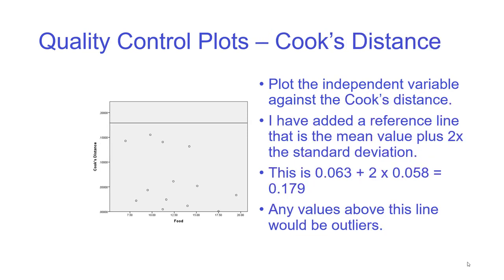Another thing you can look at is the Cook's distance. So what you do is you plot the independent variable against the Cook's distance, and I've added a reference line which is the mean plus 2 times the standard deviation for the Cook's distance. In this case it's 0.063 plus 2 times 0.058, so it's 0.179. If you had any values above that line, they would be exceptionally unusual values and therefore outliers, suggesting you need to take a look at them.